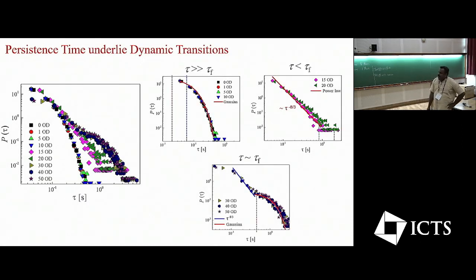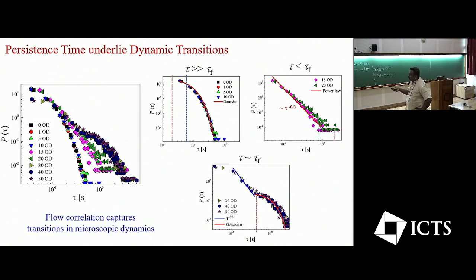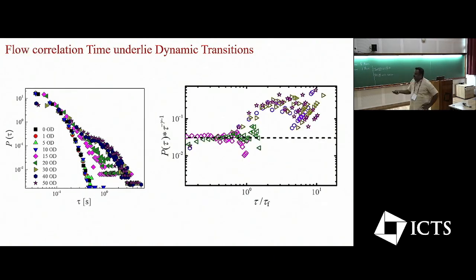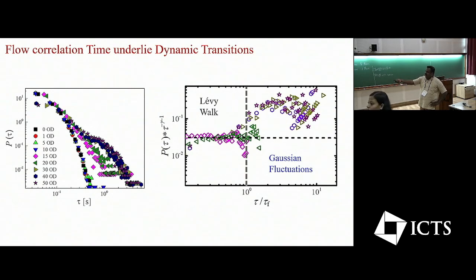If I mark those fluid correlation times here, you can see that where we are seeing only a power law, the fluid correlation time is much beyond the experimental time window, while where we are seeing this transition, the fluid correlation time essentially traces the point at which the transition from Levy walk to Gaussian occurs. To capture this a little more clearly, here I'm renormalizing the probability of run times, and you can see that for tau by tau_f less than 1, we see Levy walk, and for larger than 1, we see Gaussian fluctuations, right?